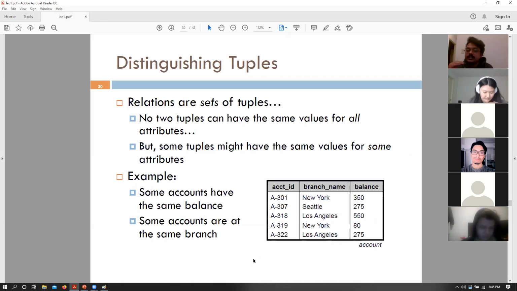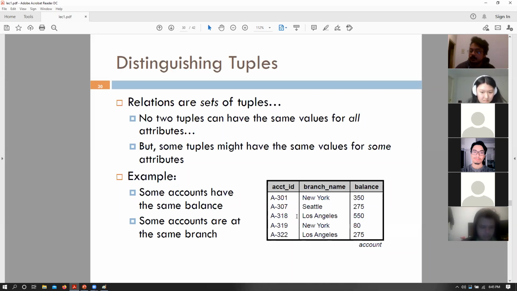We know that a relation is a set of tuples, right? And we know that these are sets. So that means that no two tuples can have the same set of attributes. However, to be more exact, we need to say that no two tuples can have the same values for all attributes, whereas some tuples can have the same values for some of those attributes.